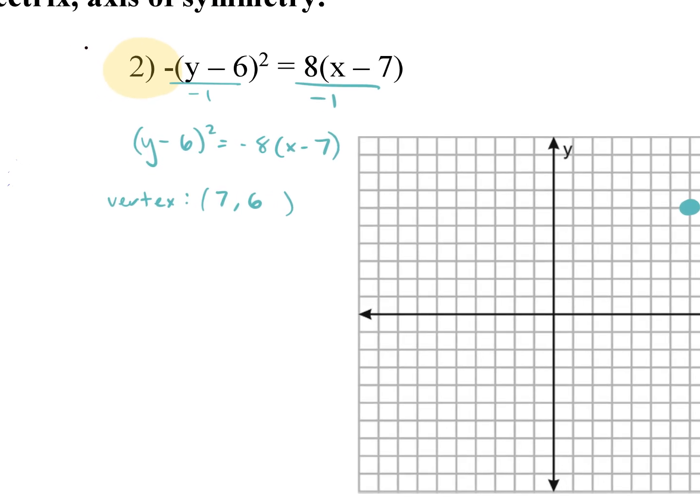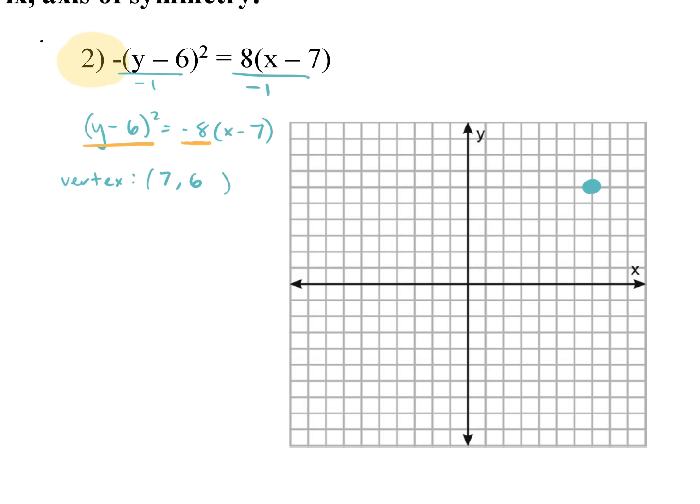Which direction is our parabola going to open? Since it's y squared, we know it's either going to be left or right, and since p is negative, we know it's going to be which way? Left or right? Left. So p negative means it opens to the left.